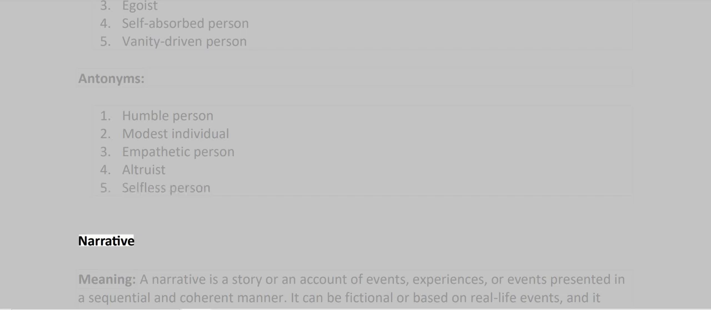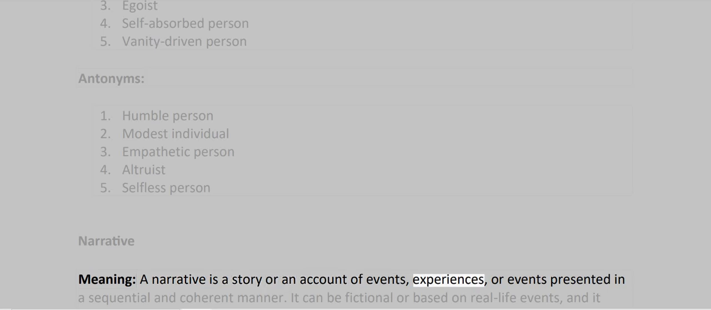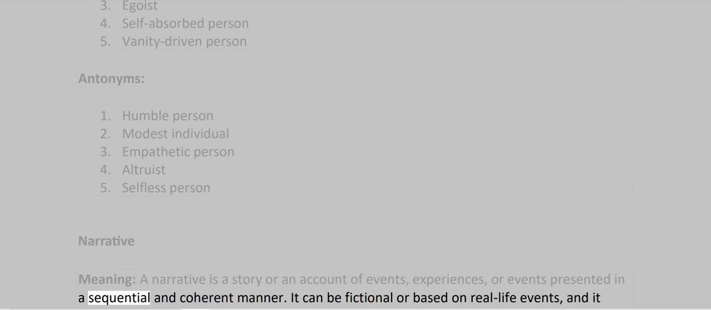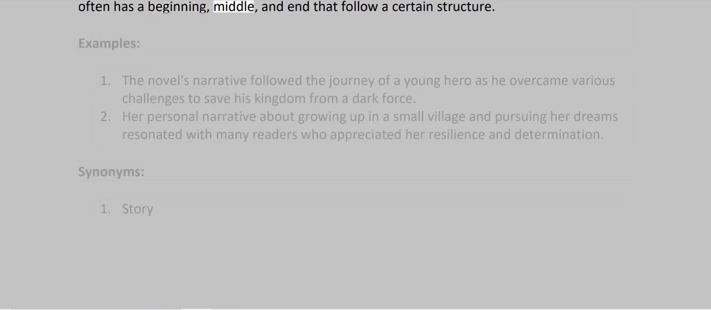Narrative. Meaning, a narrative is a story or an account of events or experiences presented in a sequential and coherent manner. It can be fictional or based on real-life events, and it often has a beginning, middle, and end that follow a certain structure. Examples.